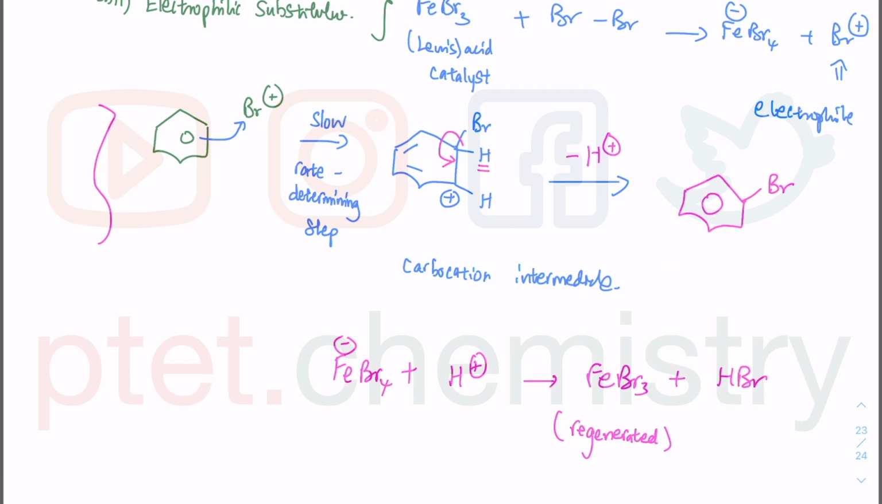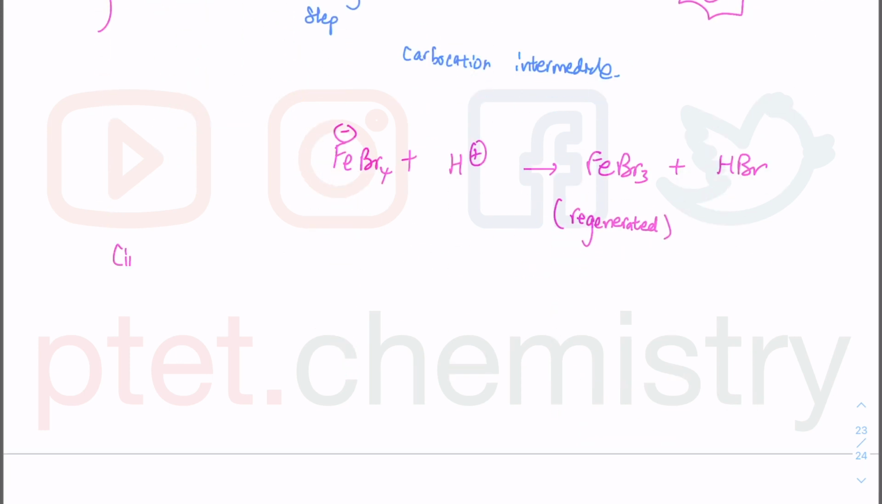Okay. So name this mechanism. So very straightforward. They want the name of the mechanism. So this is just electrophilic substitution. This is not electrophilic addition because this is not our normal alkene chemistry.